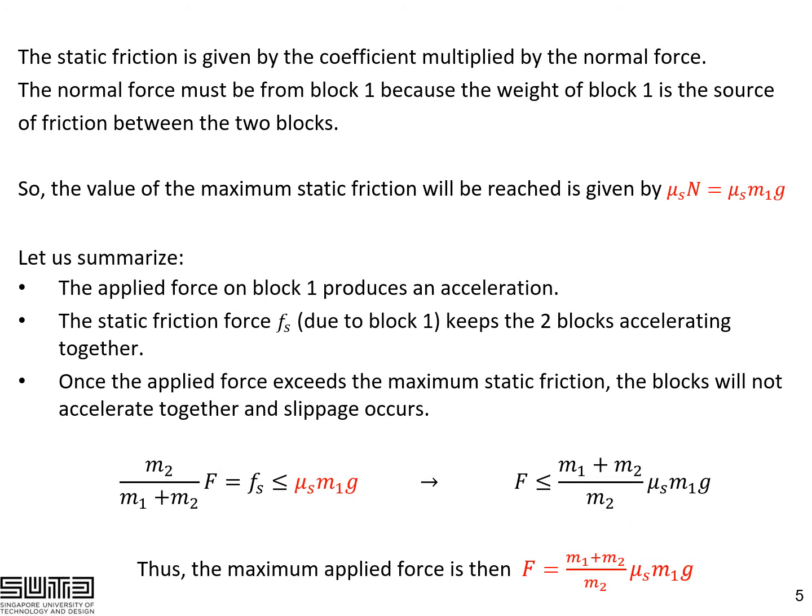The static friction is given by the relevant coefficient multiplied by the normal force. The normal force must be from block 1 because the weight of block 1 is the source of friction between the two blocks. Please pause the video now if you are unsure of this, and please review the lecture notes. Okay, so let us continue.